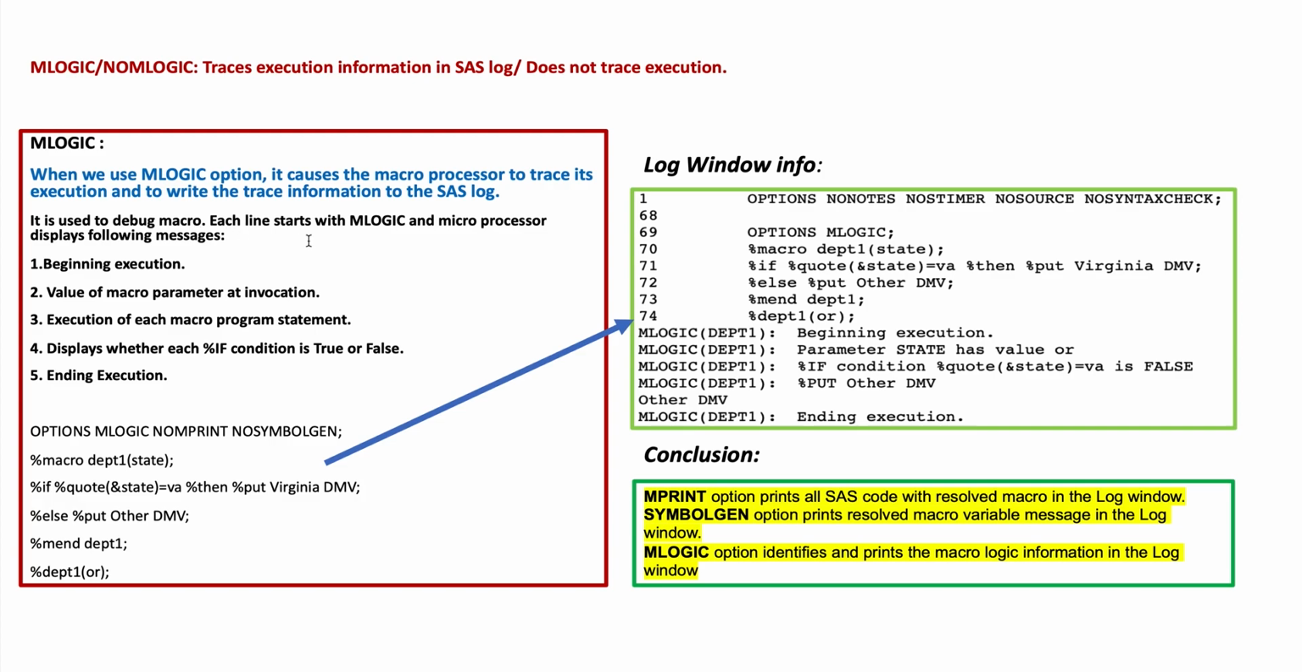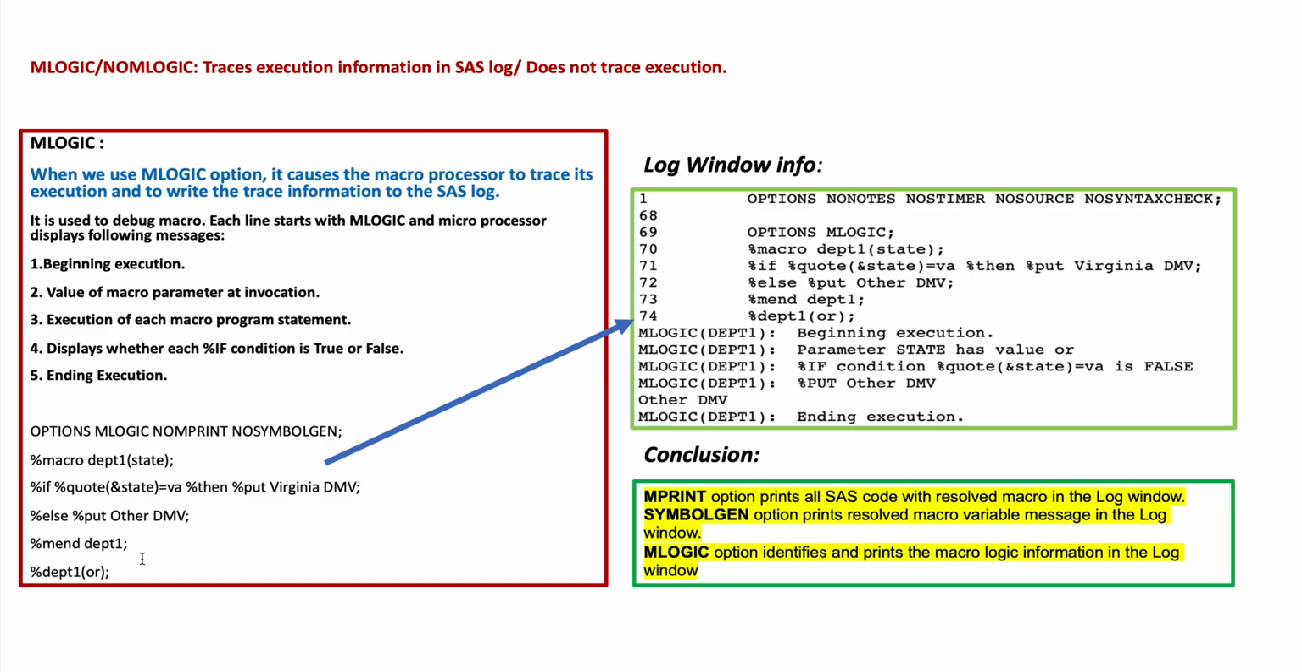Each line starts with MLOGIC and the macro processor displays the following messages. First one is beginning execution. Second one, value of macro parameter at invocation. Third one, execution of each macro program statement. Fourth one, displays whether each %if condition is true or false. And fifth one, ending execution. We will get this information in our log window.